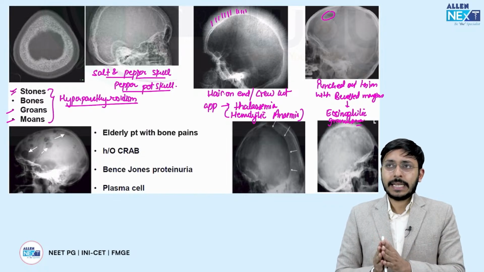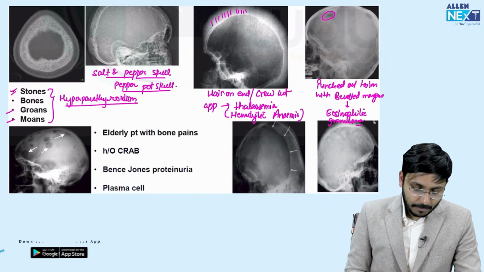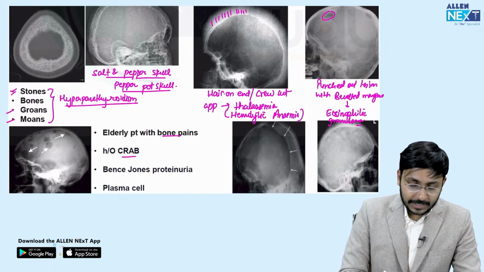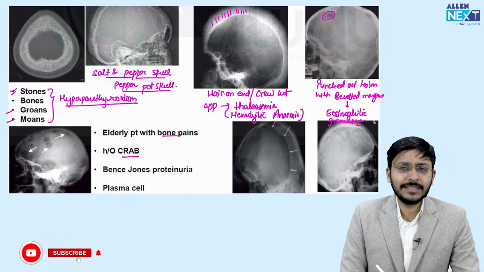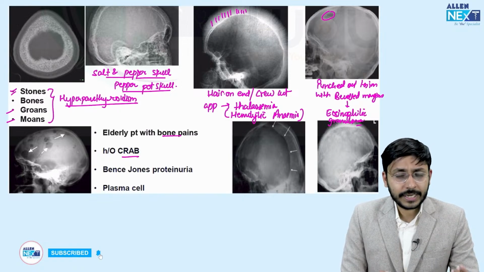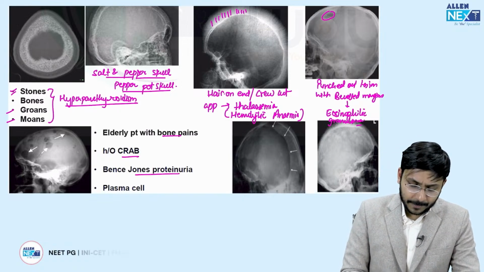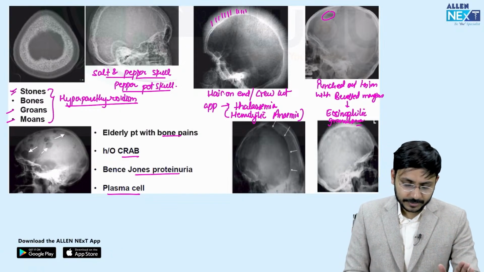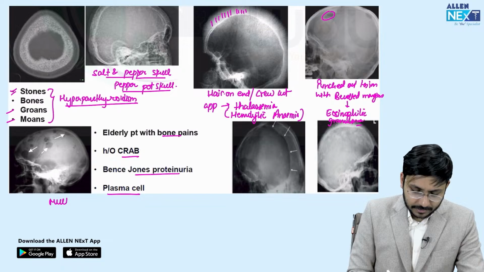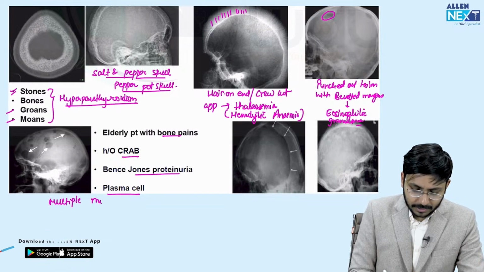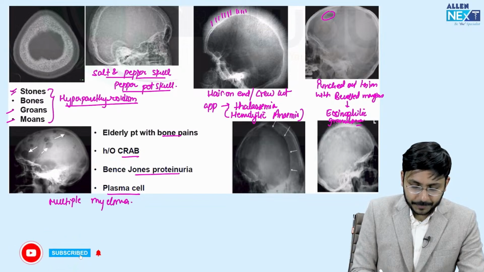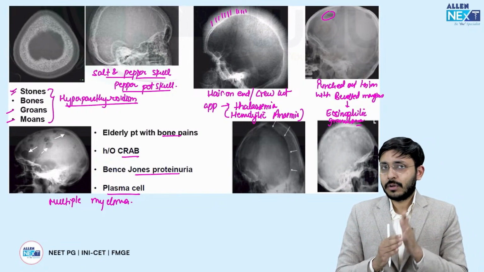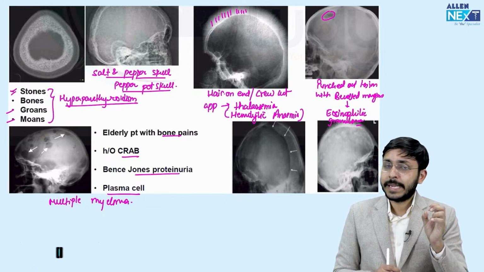But in a skull X-ray, if you are seeing multiple lytic lesions with bone pain, with CRAB features like renal disease, anemia, proteinuria, etc., Bence Jones proteinuria, and plasma cell infiltrate on bone marrow aspiration or biopsy, then you know that you are dealing with multiple myeloma. Correct? And similarly, just the last spotter of skull, and that is related to Paget's disease.